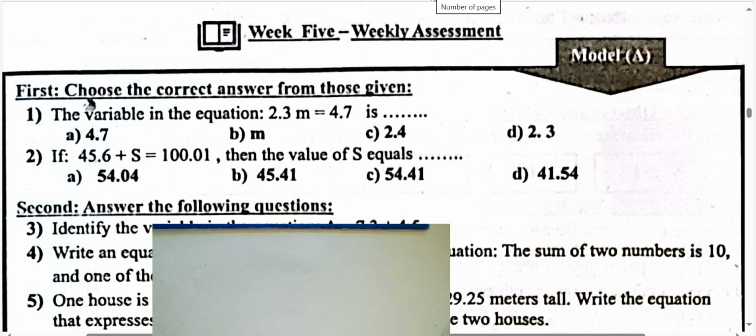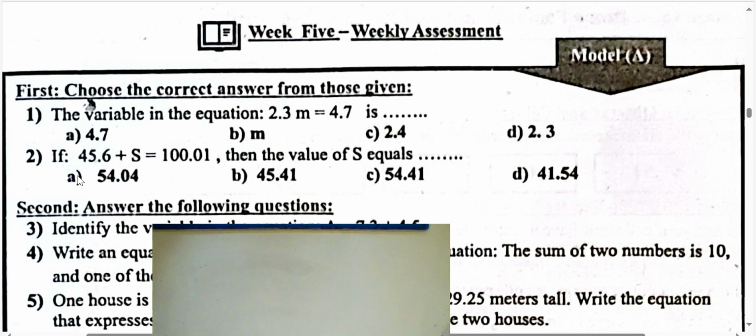Grade 5. Today we'll solve weekly assessment number 5, model letter E. Look with me at question number 1. First, choose the correct answer. Number 1, the variable in the equation 2.3m equal 4.7 is, the variable here will be the unknown, it will be m. Choose letter B. M here is the variable.